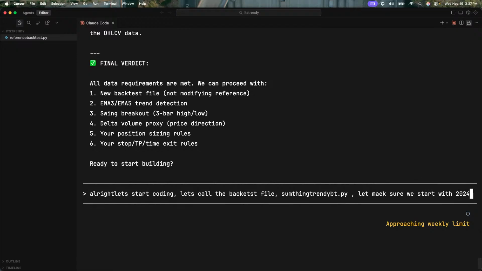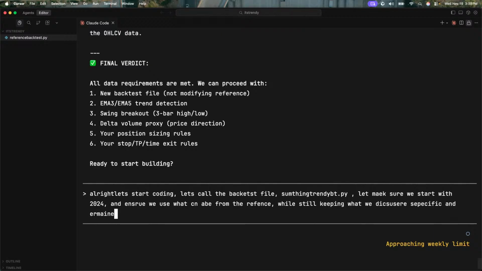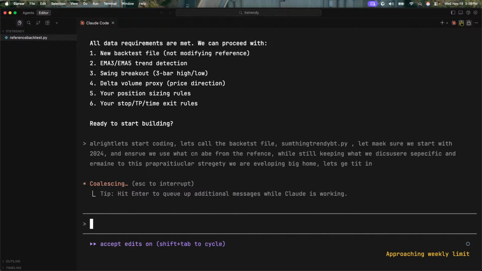And ensure we use what we can from the reference while still keeping what we discussed specific and germane to this particular strategy we are developing. Big homie, let's get it in. All right, let's get you going.